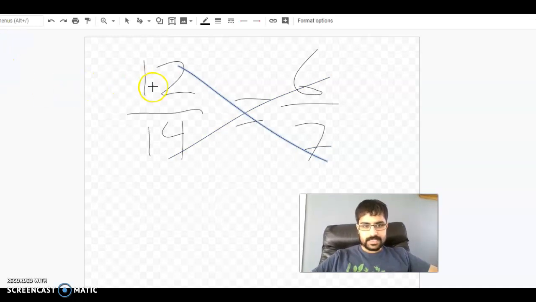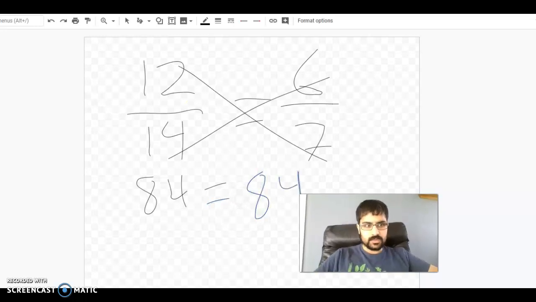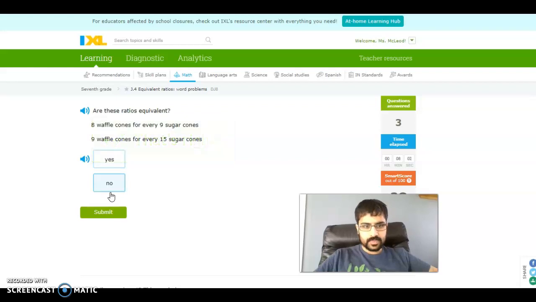You could put the 12 over the 6 or the 14 over the 7, as long as you match up. When I multiply these together, 14 times 6, 14, 28, 42, 84, okay. 12 times 7, 12, 24, 36, 48, 60, 72, 84. Both of them equal 84. And that makes me think that they are equal. And sure enough, they are.